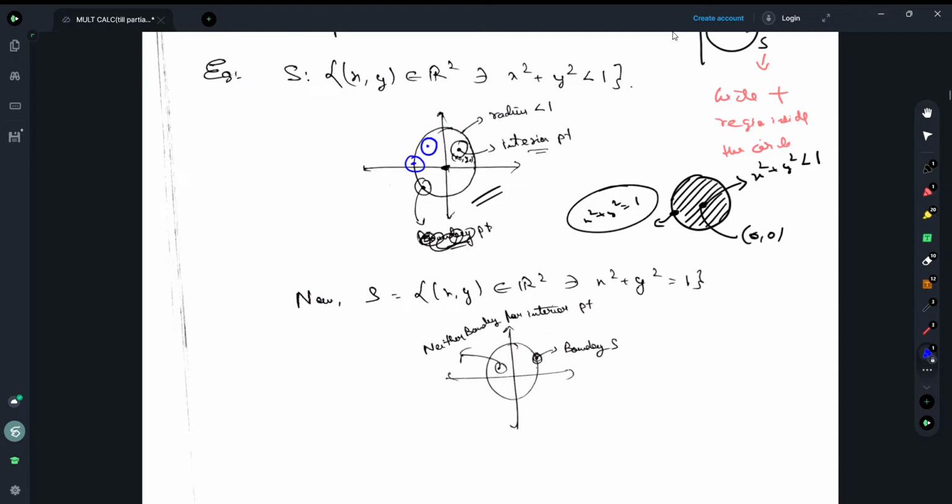We can take infinitely many points inside the particular region, but there cannot be any point on the boundary of this region, because the boundary of the circle is not at all existing. Is it clear, guys? What I'm trying to say, is it clear?